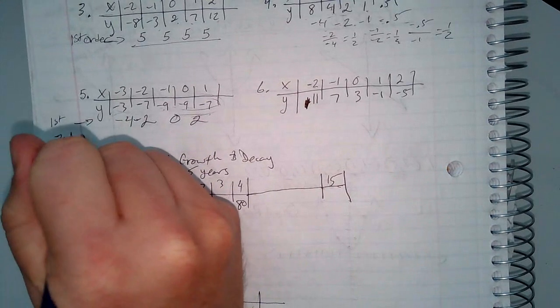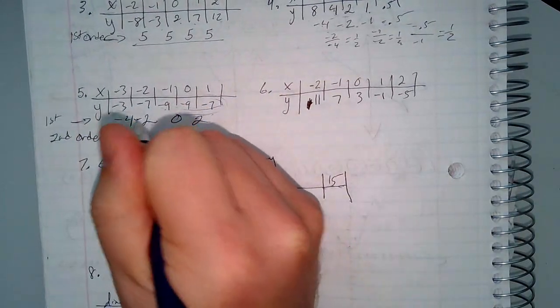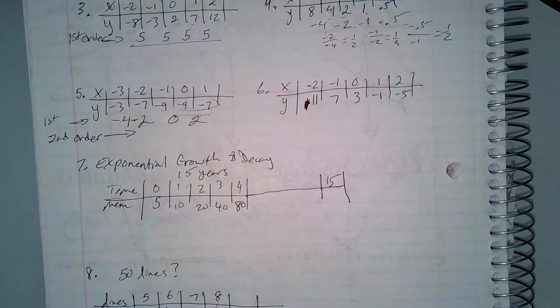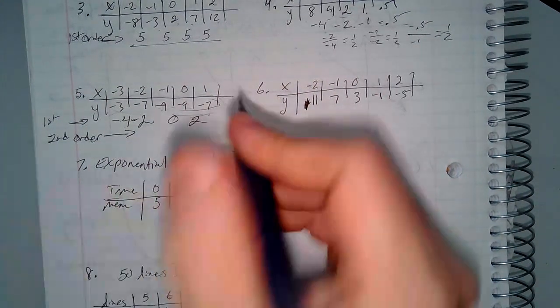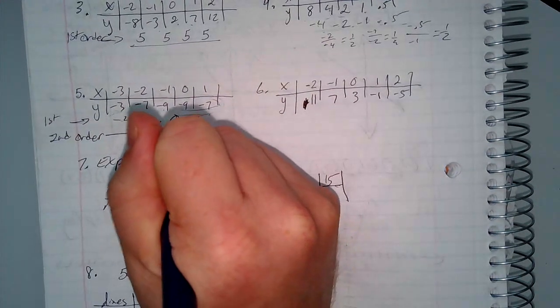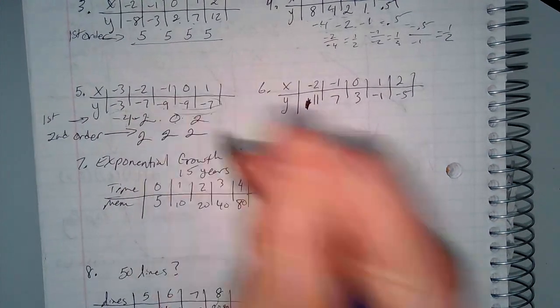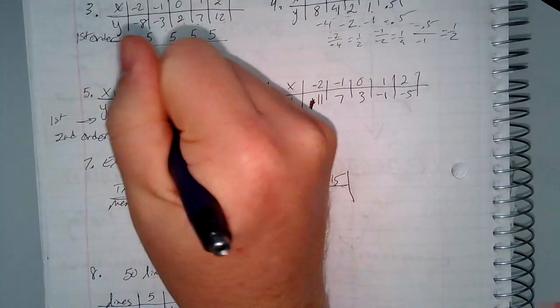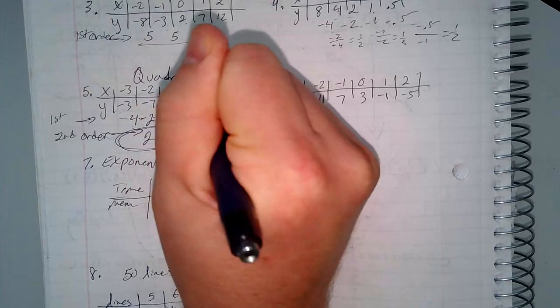All right, but let's do it again. Let's do the second order. Negative 2 minus negative 4. Remember, I'm subtracting second from the first. Negative 2 minus negative 4 will give me 2. 0 minus negative 2 will give me 2, and 2 minus 0 will give me 2. When the second order is the same, this whole thing must be quadratic.